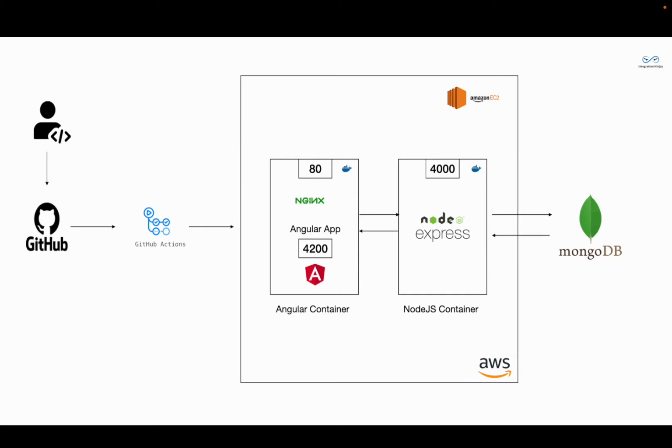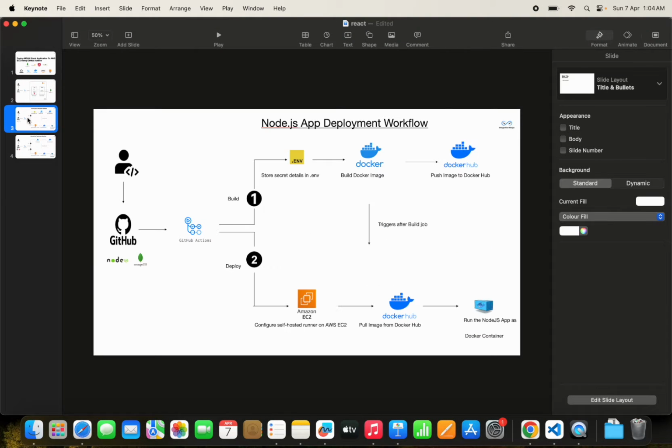So the final setup will look like this. We will deploy both applications in the EC2 environment using Docker. We will have two Docker containers running in our EC2 instance. One is for the Angular application and one is for the Node.js application, front end and backend. We are going to expose some ports there, and the backend will be connecting to MongoDB. So this is overall what we are going to do.